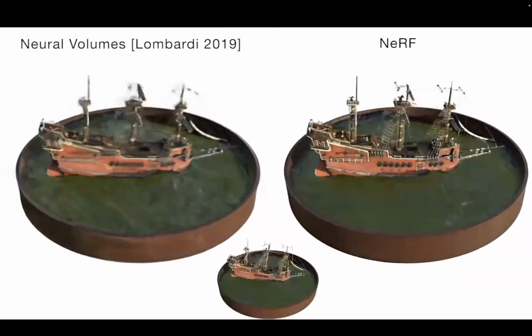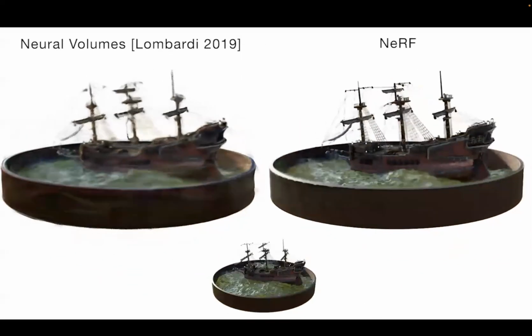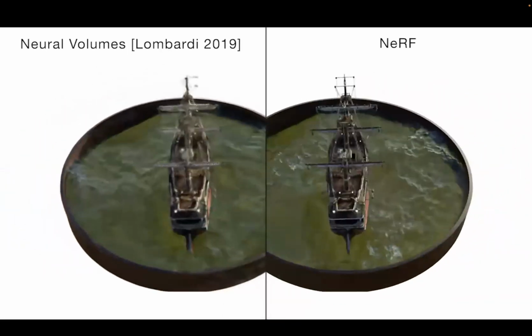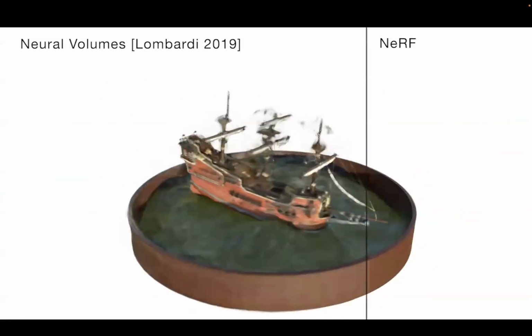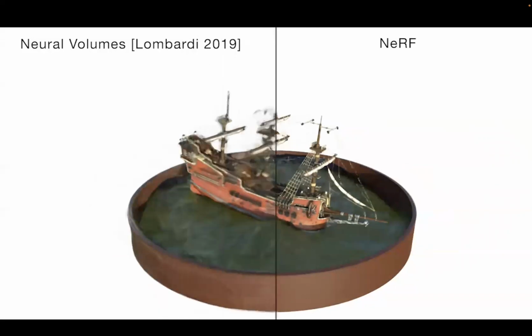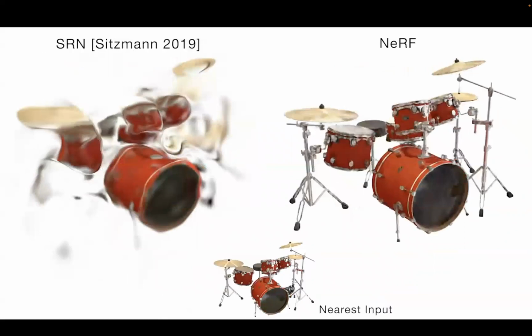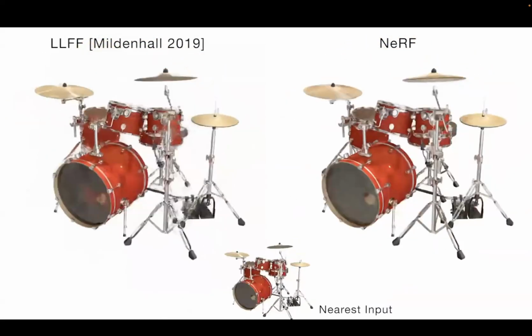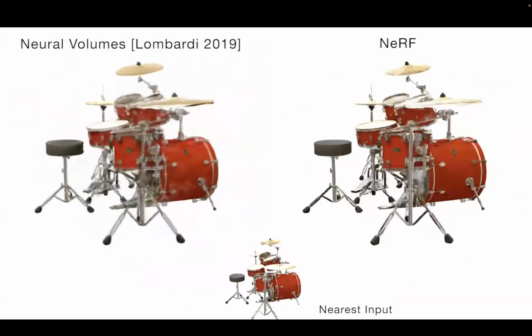Neural volumes encode a scene as a 128 cubed voxel grid and use a warp field to better allocate these limited samples. However, they're still unable to represent high-resolution content, such as the fine details in the ship's texture and rigging. We see the same trend in all of our synthetic test scenes. Our method both qualitatively and quantitatively outperforms the other methods.